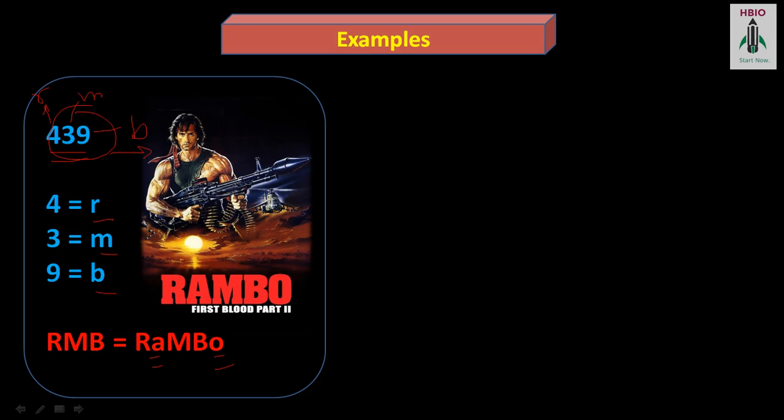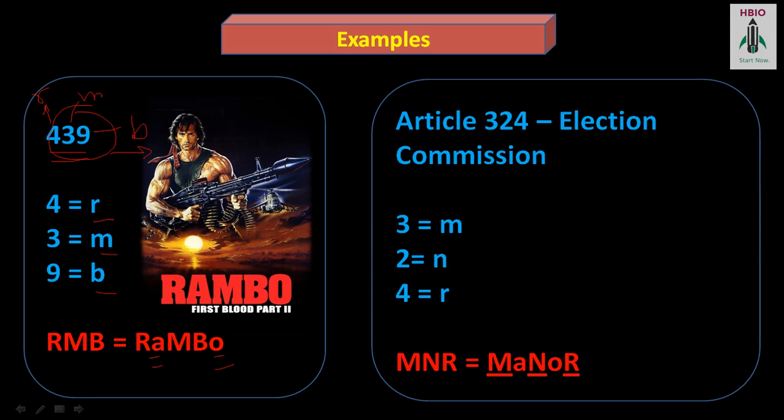picture. Now many of you might think that this is applicable to general things. How do we apply this to our studies? So here's the next example. Suppose I have to remember the article of the Election Commission. So it is 324. How do I do it? The same principle. 3 is M, 2 is N, 4 is R, and then I put vowels into it.